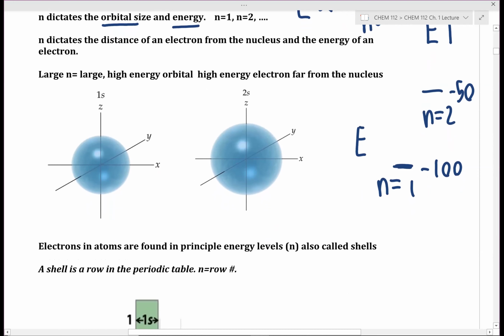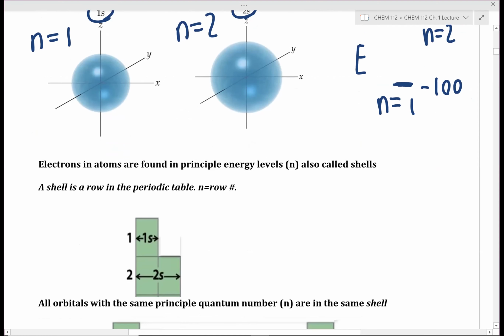So, the effect of changing n on orbital size and energy is quite pronounced. For example, looking at a 1s orbital, or n is equal to 1, compared to a 2s orbital, which is n is equal to 2. Which of these two orbitals is larger? n equals 2. You can visually see that the region of space the electron is likely to occupy gets larger, and the electron is farther from the nucleus. Now, this may seem a little bit esoteric. Let's now tie it back to the periodic table.